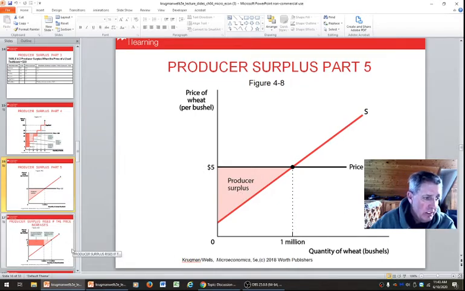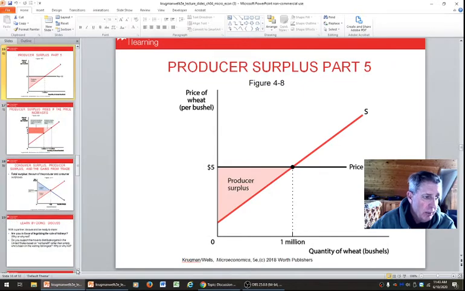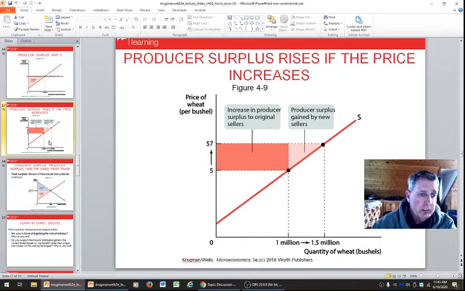Now, this is going to set us up for the next chapter, when we start talking about meddling with markets. Producer surplus rises if the price increases. This is what's gained by new sellers, and this is the increase to the original sellers. This is a movement along the supply curve, not an increase in supply. That would look like a rightward movement of the entire supply curve. Always make that distinction.